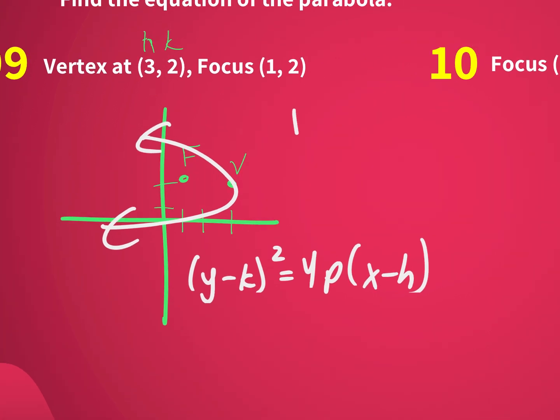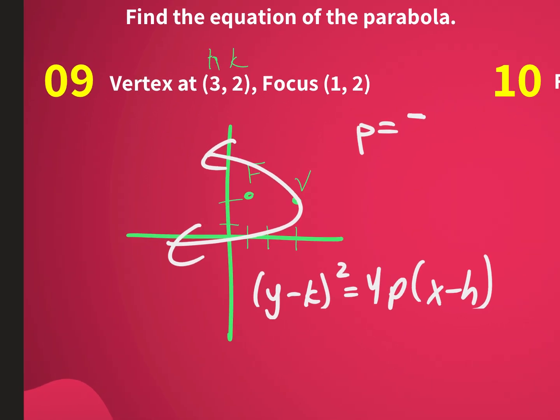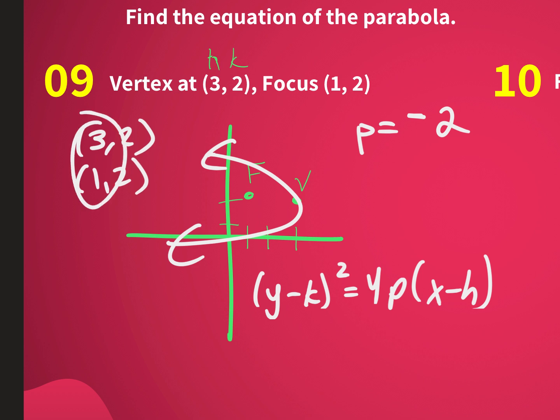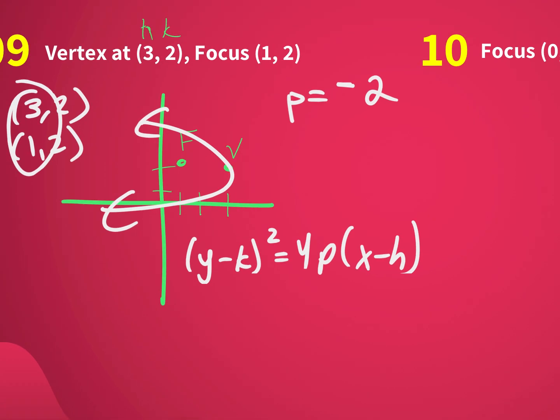First of all, my p-value is going to be what kind of a number? It's going to be negative because we're opening to the left. So then go ahead and mathematically you want to just write out your vertex and your focus. Which number changes, which number stays the same? The x's change, right? So that's where you're calculating how far it is. How many spaces between 3 and 1? 2, right? And I know it's a negative 2 because we're opening to the left. Sometimes it's easier to visualize if you write them on top of each other. So let's just go ahead and plug everything in.